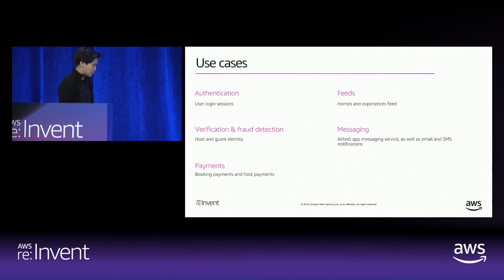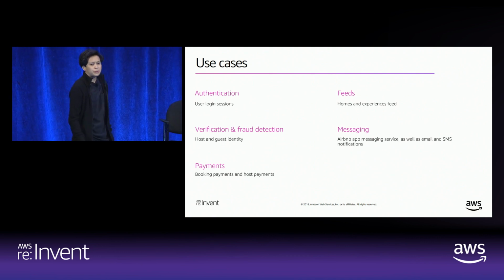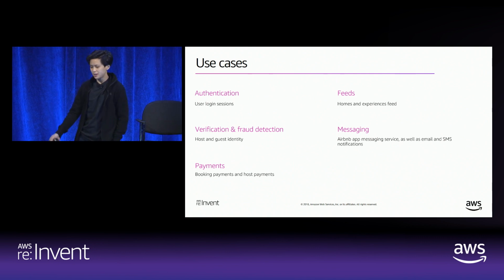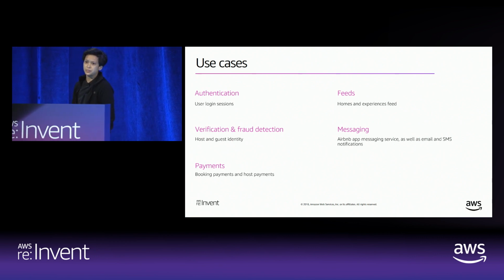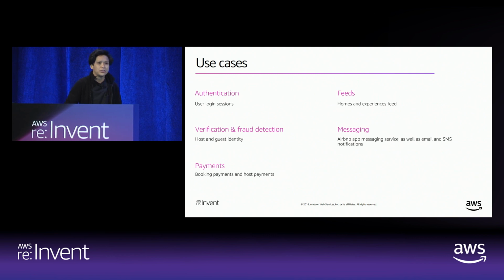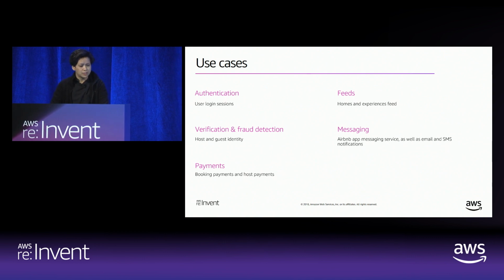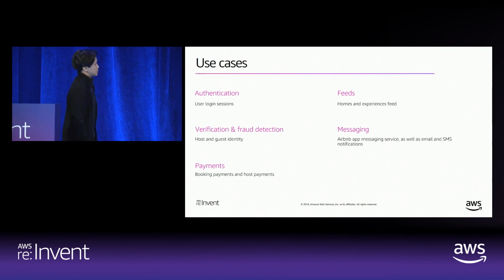When we talk about Redis, a lot of times people think it's just like memcached, but a lot of you know now that there's many use cases for Redis since it has a lot more features than memcached. One of the use cases is authentication, right? We use it for user login sessions, feeds for homes and experiences, verification and fraud detection, messaging, and payments. These are just some of the use cases.